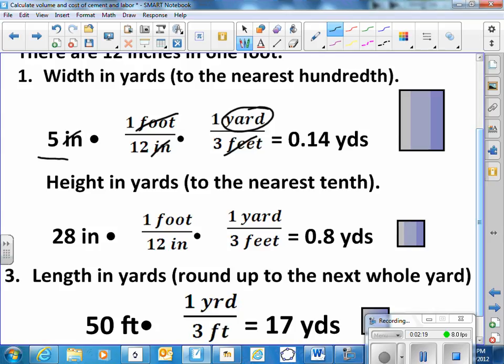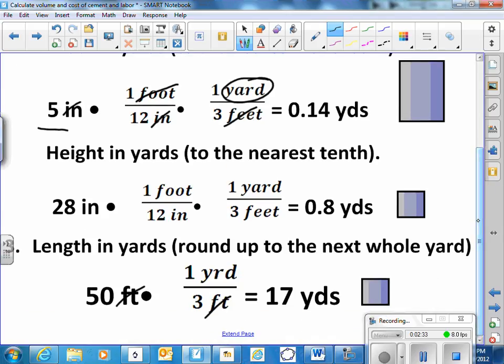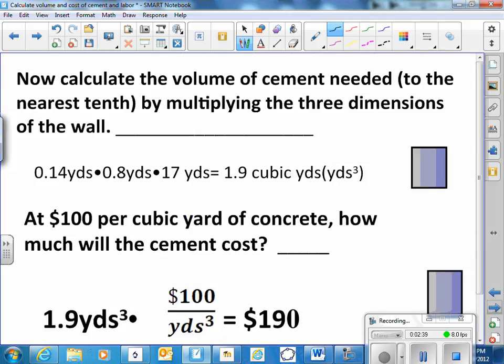I do that same thing with feet. 50 feet divided by 3 feet per yard. Units cancel. We have yards. 17 yards. So then I can multiply all three of those numbers and get cubic yards. 0.14 times 0.8 times 17 gives me 1.9 cubic yards. Yards cubed.